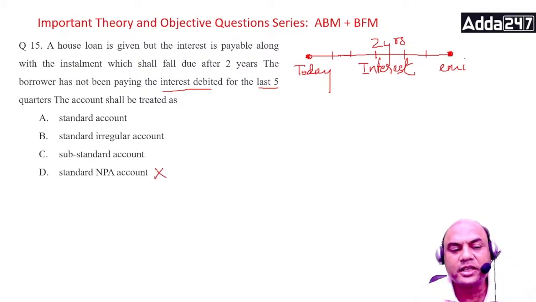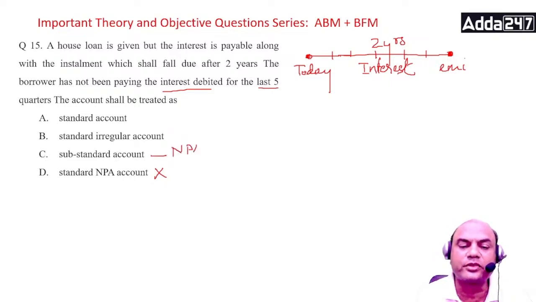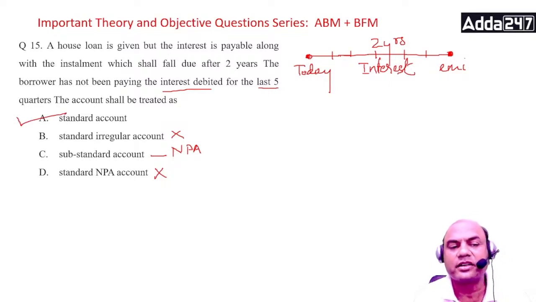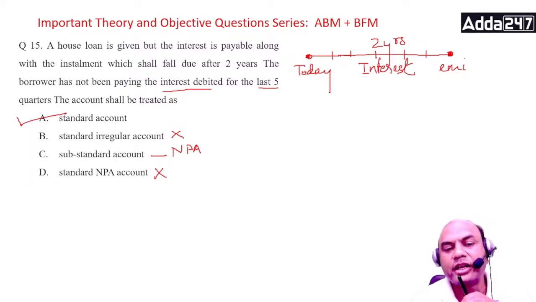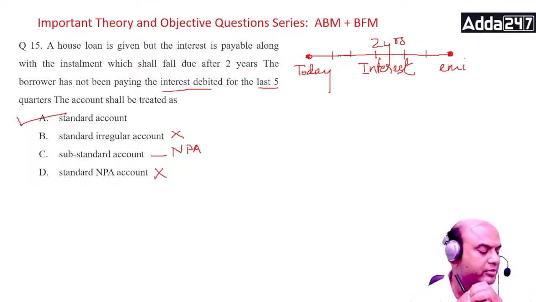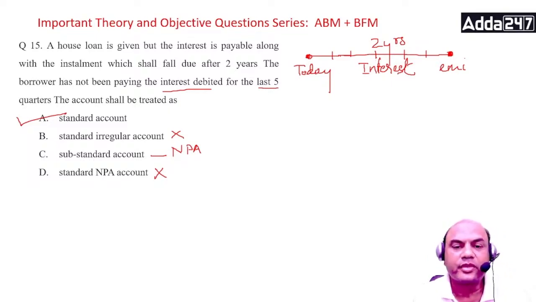Okay. Substandard account. This is basically NPA. NPA starts with substandard, isn't it? Standard irregular account. This is also nothing like this. So the answer is A. Standard account. Okay. So if a housing loan is given, but the interest is payable along with the installment, it is a standard account.